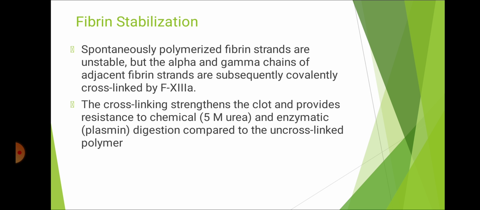Now coming to fibrin stabilization. Spontaneously polymerized fibrin strands are unstable, but the alpha and the gamma chains of the adjacent fibrin strands are subsequently covalently cross-linked by factor 13A. The cross-linking strengthens the clot and provides resistance to chemical 5-M urea and enzymatic plasmin digestion compared to the uncross-linked polymer.